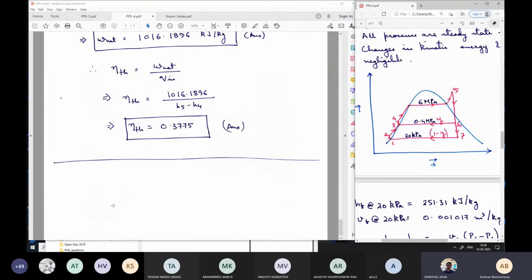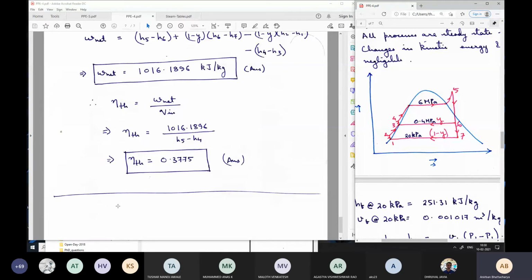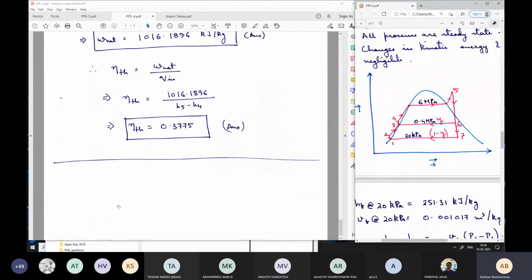In the next classes we will see that there will be multiple feed water heaters, so there will be multiple parallel lines. The feed water heaters at low pressure will lie in the two-phase region, but for the higher pressure feed water heater, the point will be in the superheated region. They can lie in the superheated region also. So in that case, the superheated steam comes into the feed water heater.